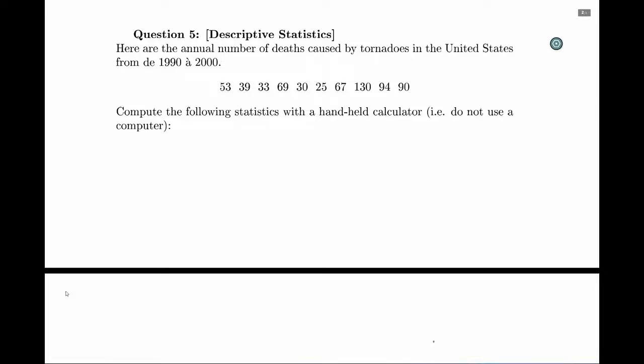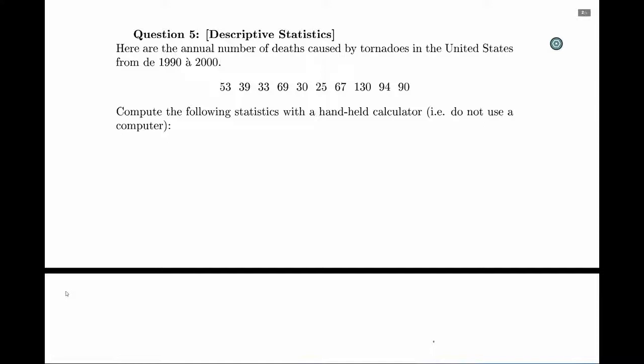My name is Janamat. The topic of discussion for today will be the computation of a sample mean and a sample standard deviation with a handheld calculator. So just doing the computations by hand without using statistical software like R or Minitab and so on.